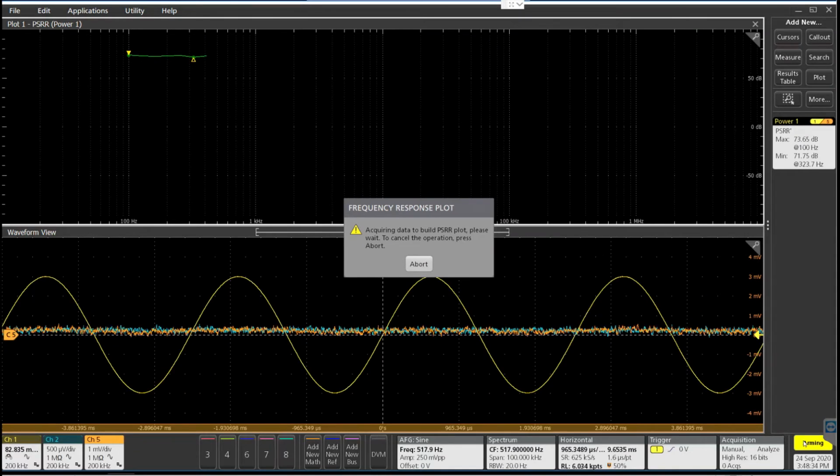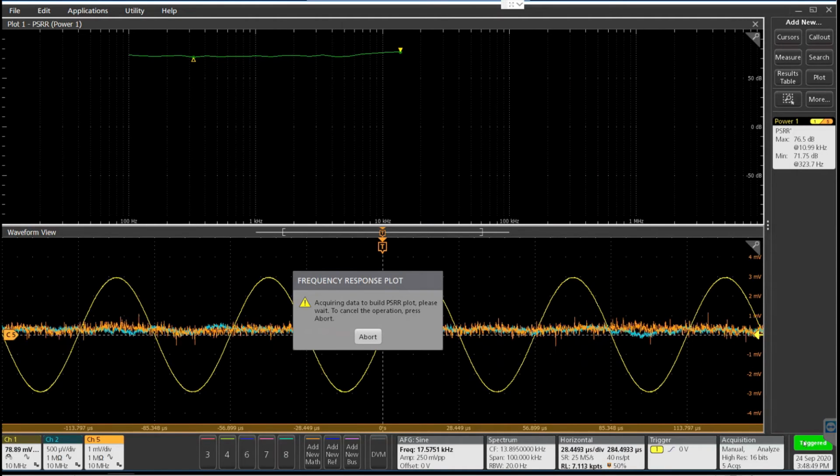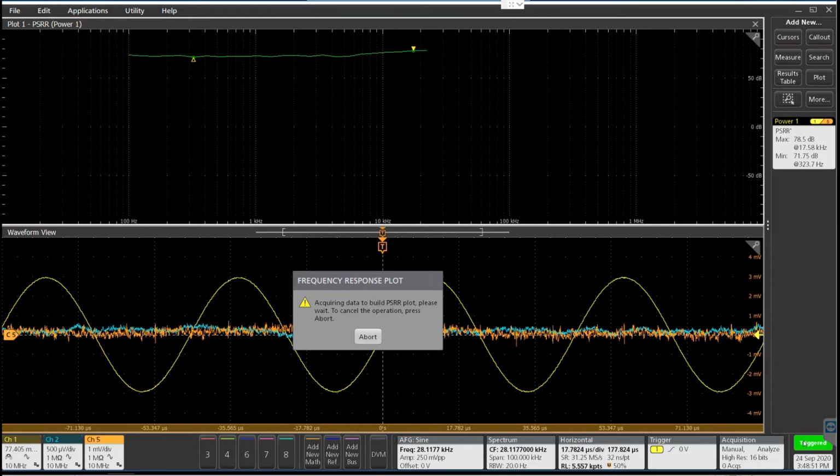So here at low frequency, you can see that's saying that the PSRR is about 74 dB, which is pretty respectable. That says that whatever ripple goes into the regulator is reduced by a factor of about 3,000 before it shows up at the output. And here that's relatively flat.